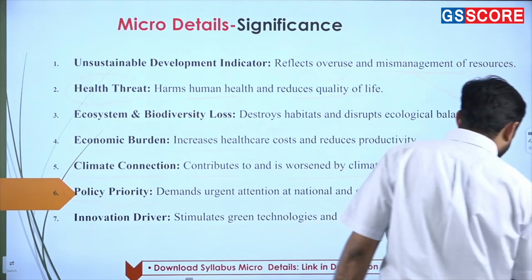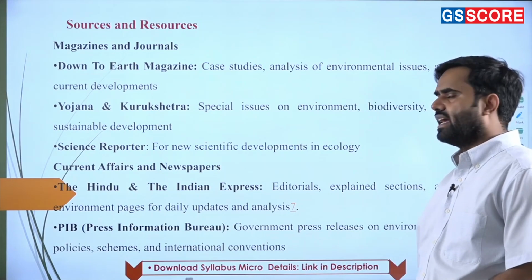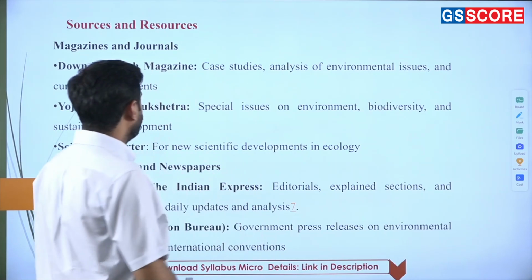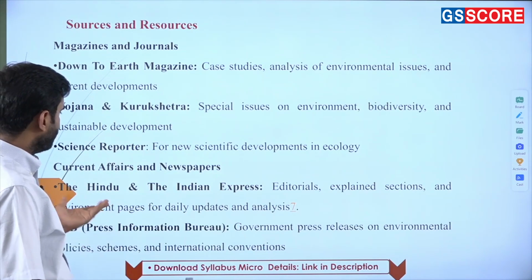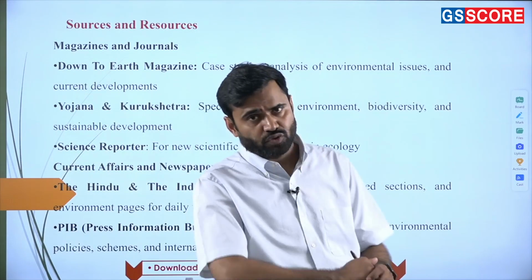Now let's move toward sources and resources. These are all important resources, so read them. Down to Earth magazine, Yojana, Kurukshetra, Science Reporter, Current Affairs, The Indian Express, The Hindu, and PIB. These are all the important areas which we have to cover.